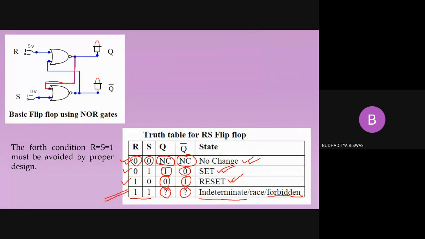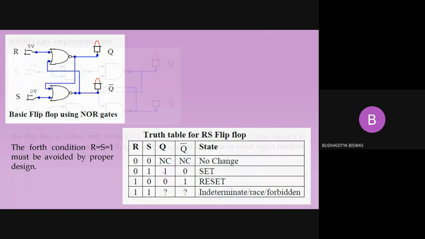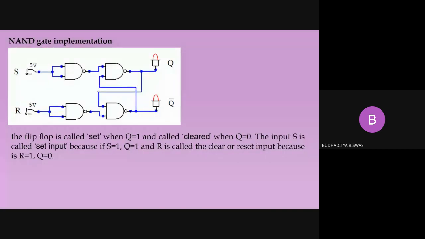Why is the question mark given here? Because you don't know what type of gate is used to implement that RS flip-flop, so you are not able to mention the output before powering the circuit. This is the NAND gate implementation you have already done. This flip-flop is called set when Q equal to 1, and called cleared or reset when Q equal to 0. So many names are used.